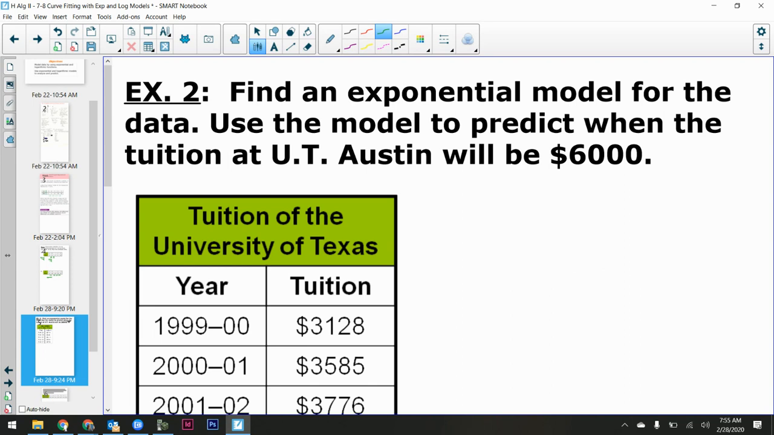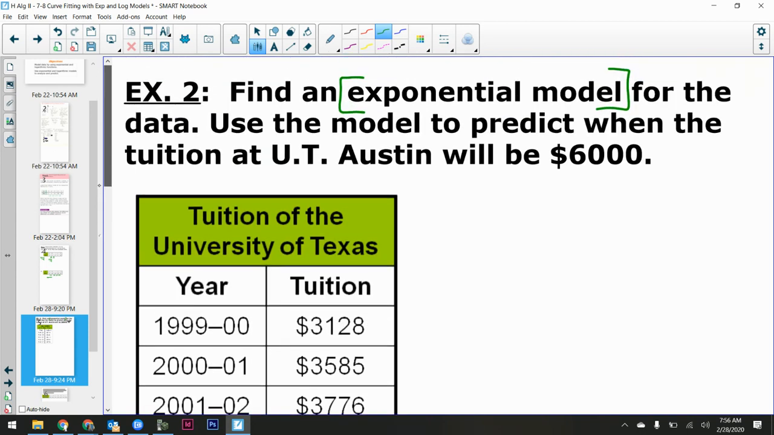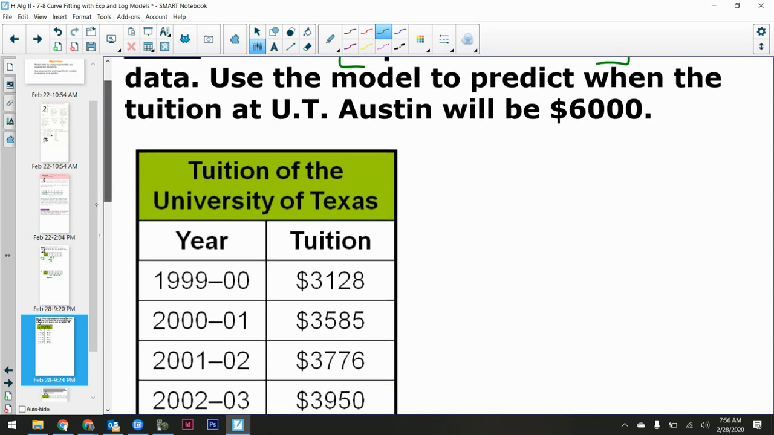Find an exponential model for the data. Now, right there, right in that first sentence, it's telling me which model to use. There is only one type of exponential model. You'll see it in your calculator in a second. It's EXP reg, exponential regression. So let's do what we always do. This is a table of tuition rates at University of Texas at Austin.